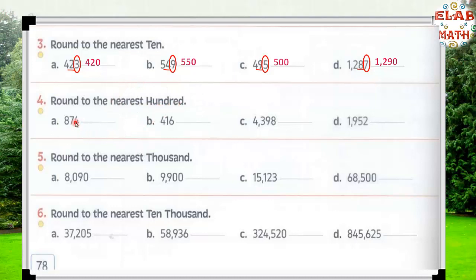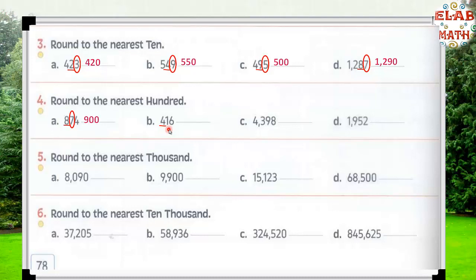Next one, it tells you here to round to the nearest hundreds. Search for hundreds place. Where is hundreds place? Here. You should make a line under the digit in the hundreds place, and circle the next digit. Is 7 less than or more than 5? More than 5, that means you should add 1 to 8 to be 9. 900.